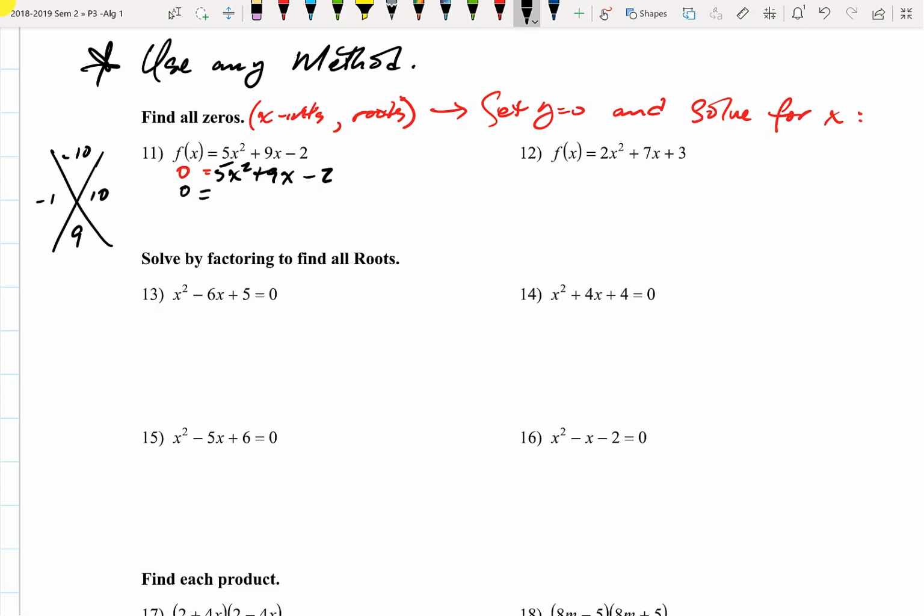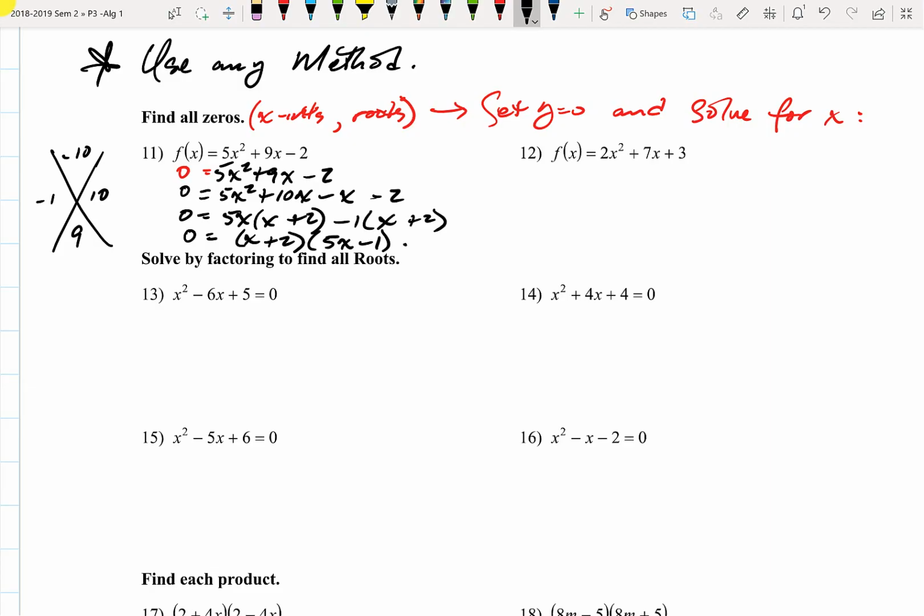Right? So here we go. So 0 is equal to 5x squared plus 10x minus x minus 2. 0 is equal to 5x times x plus 2. Distribute out on the negative here, so negative 1, distribute out negative 1, and you get times x plus 2 again. So final result, you get 0 is equal to x plus 2 times 5x minus 1.